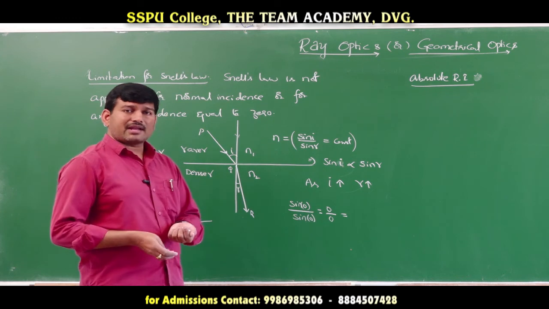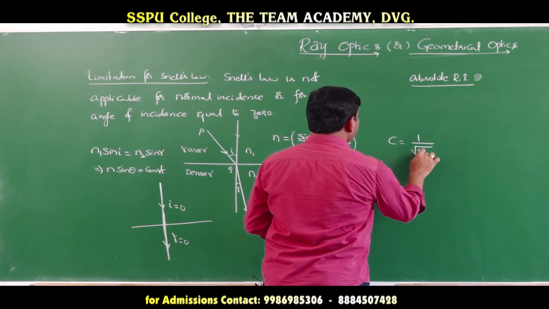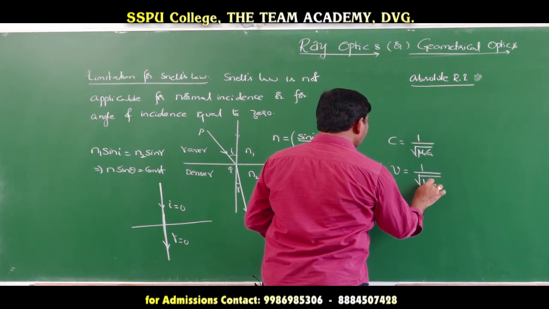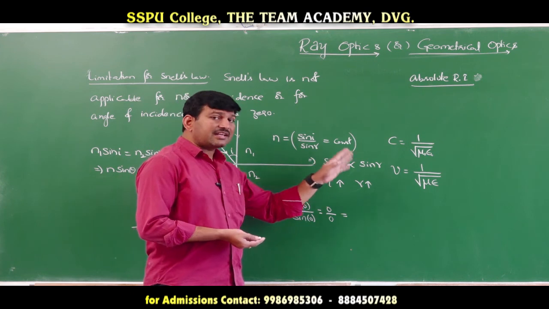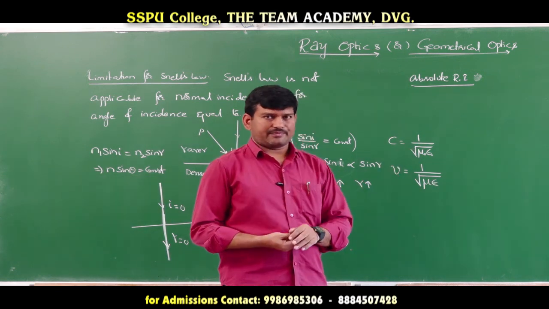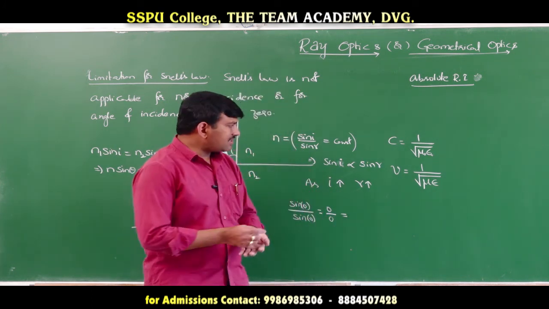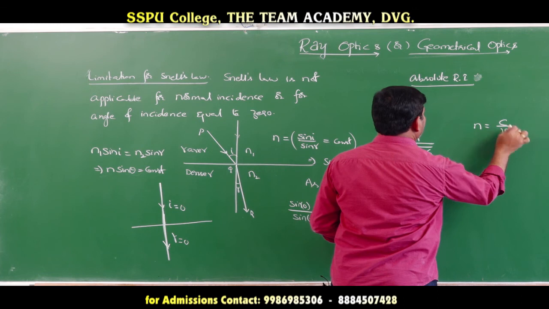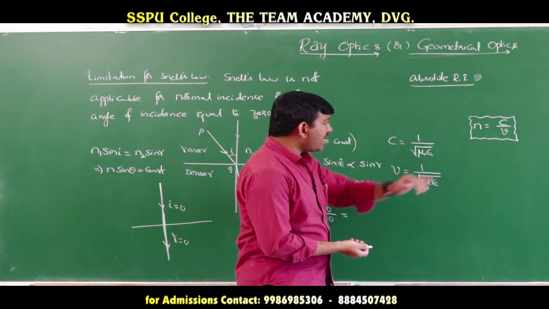In electromagnetic wave theory, we discussed that the speed of light c is equal to 1 by square root of mu naught into epsilon naught. In any other medium, the speed of light is given by v is equal to 1 by square root of mu epsilon. That means the speed of light in a medium is decided by the electrical and magnetic character of that medium, and that is related with the optical density or the refractive index here. And this refractive index is defined like this.